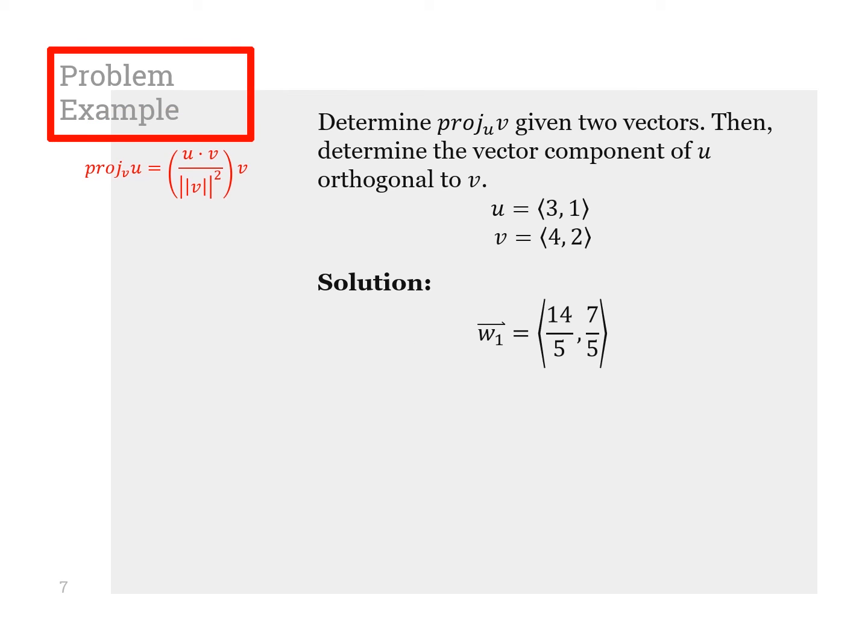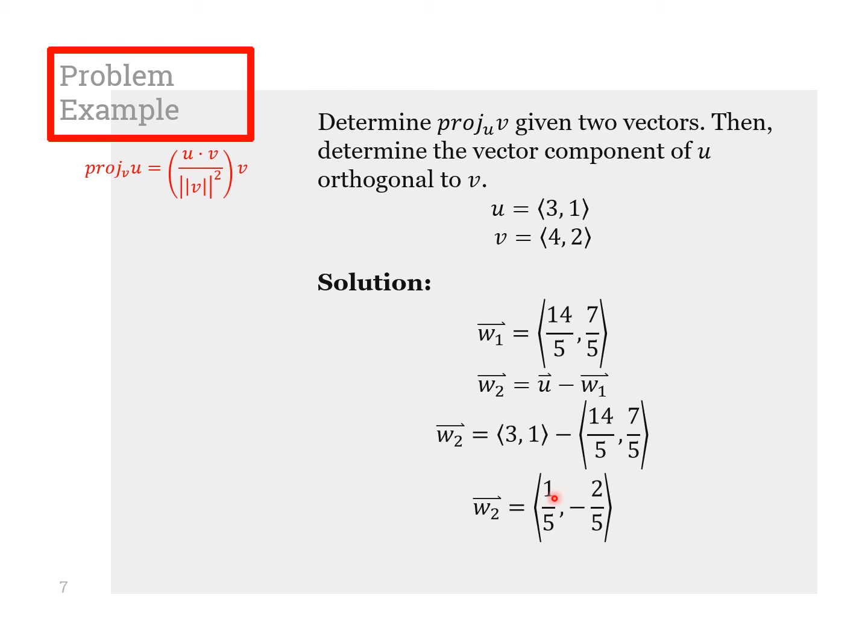Now we want to determine the vector component of u that's orthogonal to v. We'll call that w sub 2, and that's going to be equal to u minus w sub 1. So we are going to have vector 3, 1 minus the vector 14 over 5, 7 over 5. So vector w sub 2 is going to equal 3 minus 14 over 5, that will be 1 over 5, and the y component will be 1 minus 7 over 5 or negative 2 over 5. So again, here is the projection of u onto v, and then here's the vector component of u that's orthogonal to v.